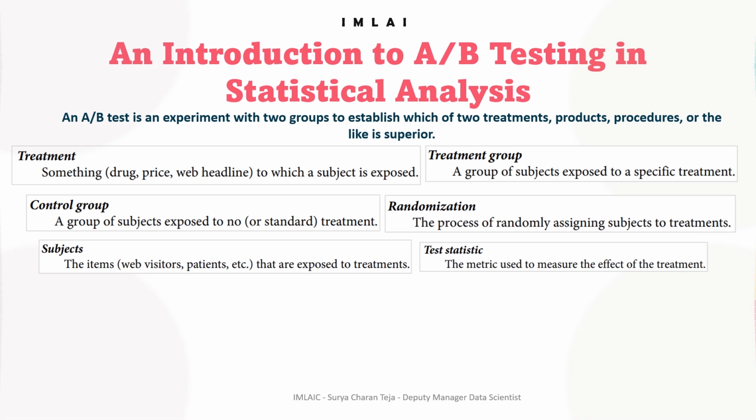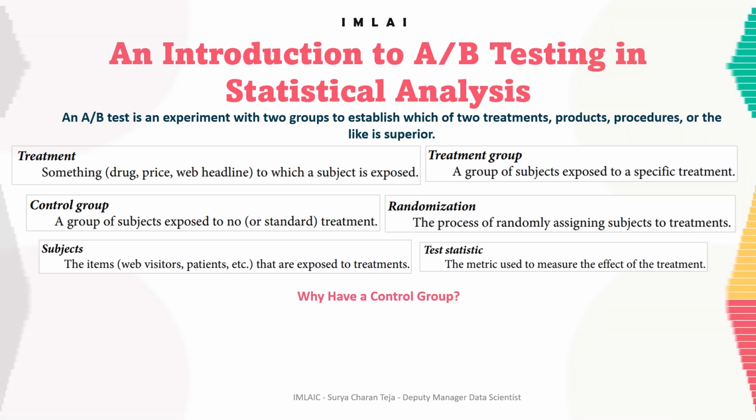Okay, so the next question that comes into our mind: why have a control group? Why not skip the control group and just run an experiment applying the treatment of interest to only one group and compare the outcome to prior experience? It makes some sense, right? So why not skip the control group and compare the outcome to prior experience?